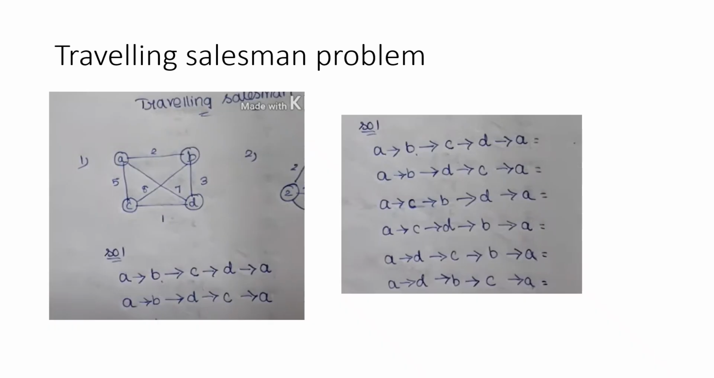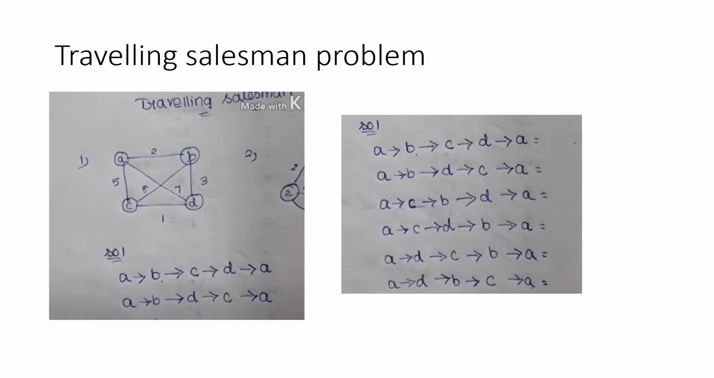The next one, same thing: A to C, C to D, D to B, and then B to A. This is another possible connection for the mapping of A and C. The next one is what? A to D. So what are the two modes of connection there? A to D, then D to C, then C to B, and then B to A. This is another possible way of this A to D combination.